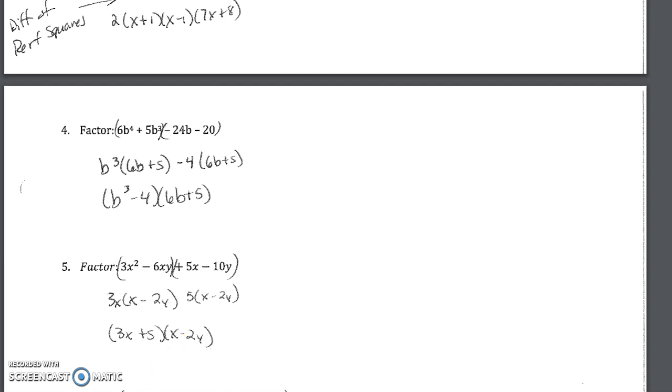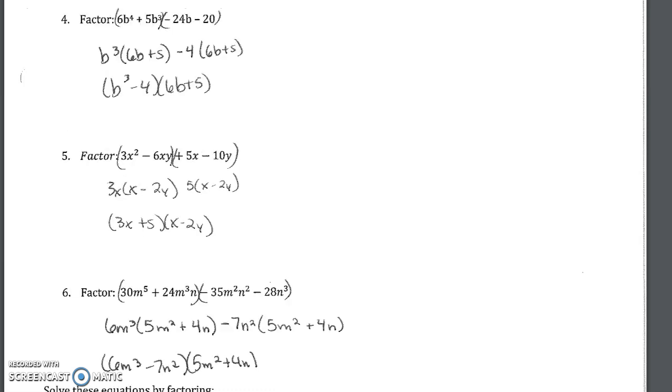Go ahead and pause the video and let the students work on number 6 on their own. Okay, I'm back. The answer for number 6 is shown there. You could do factoring by grouping, and that was it. So 6m cubed minus 7n squared and 5m squared plus 4n would be your answer.